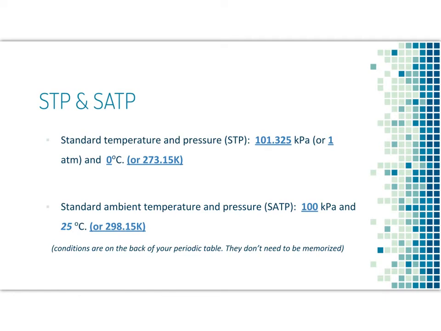It requires more work to get to those conditions in a lab. We also have SATP, so standard ambient temperature and pressure, or standard atmospheric. Sometimes they talk about it as temperature and pressure. And so we're going to get 100 kPa and 25 degrees Celsius. So a lot more reasonable in terms of temperature and much easier to get to in our lab. Again, these are on the back of your periodic table. You do not need to memorize them.